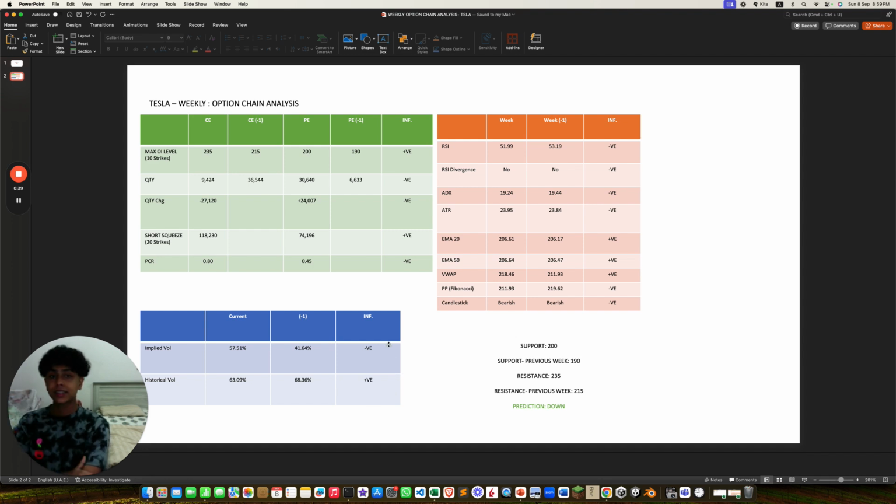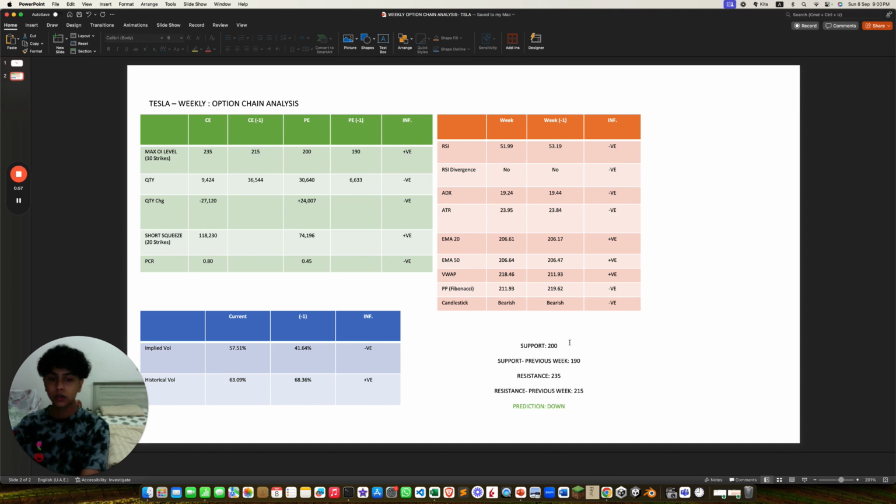RSI is lower, that's negative. No divergence, that's negative. ADX is lower, that's negative. ATR is higher, that's negative. Both EMAs are higher, that's two positives. VWAP is higher, that's positive. Pivot point is lower, that's negative, and the candlestick is bearish, so that's negative as well.